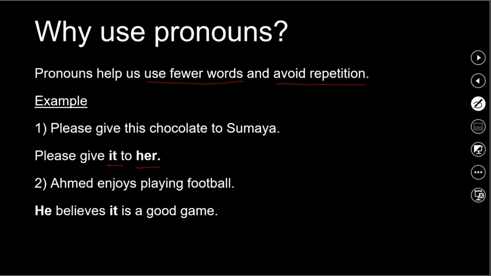Example 2: Ahmed enjoys playing football. The pronoun that replaces Ahmed is the subject pronoun he. He believes it is a good game. It stands for football.